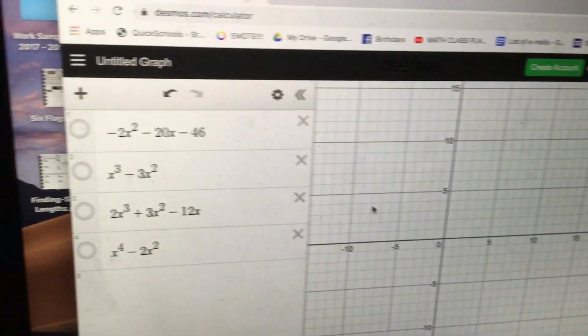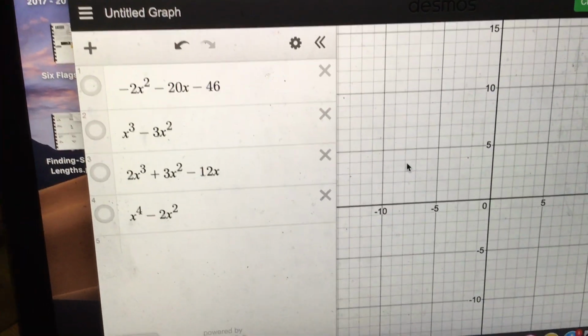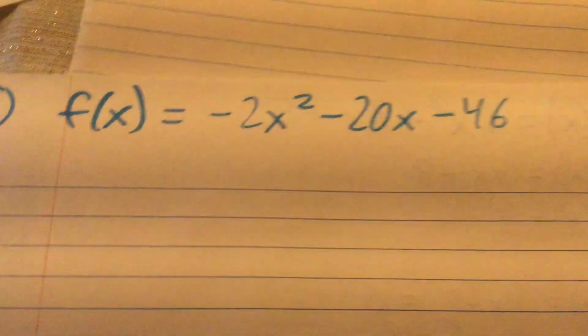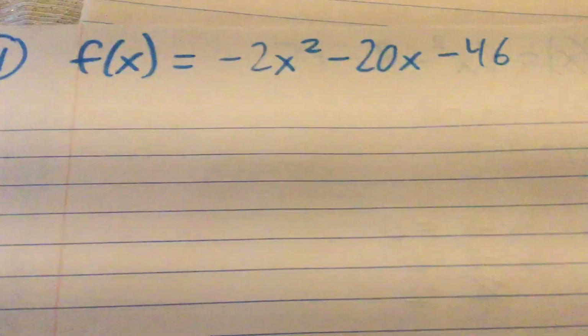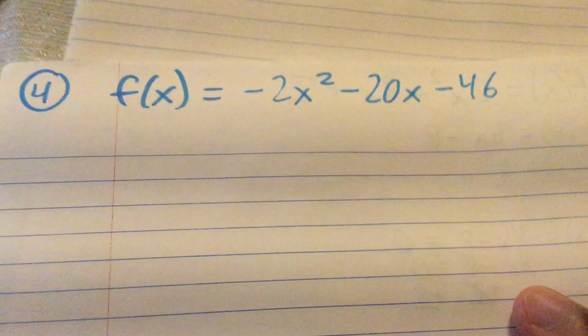Okay, now do number 4. Find the critical points for -2x squared minus 20x minus 46. Okay, so first things first. I need to know what my velocity and acceleration functions are. So let's figure out what f prime of x is, and let's figure out what f double prime of x is.